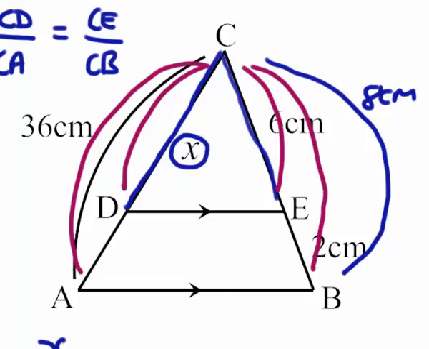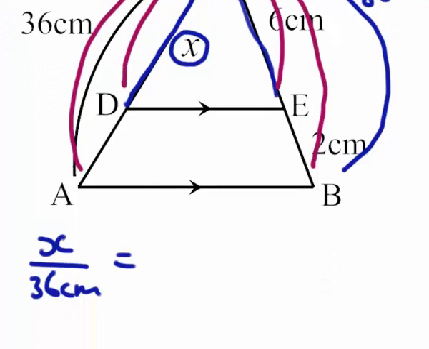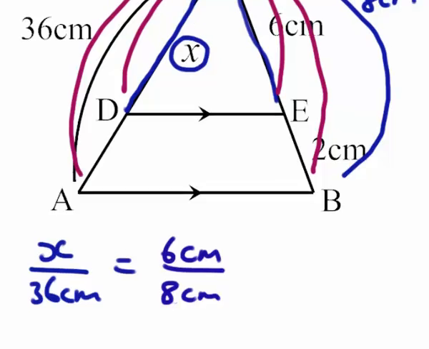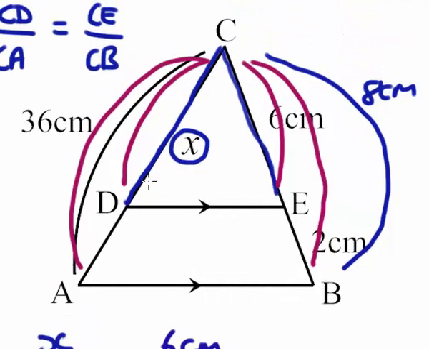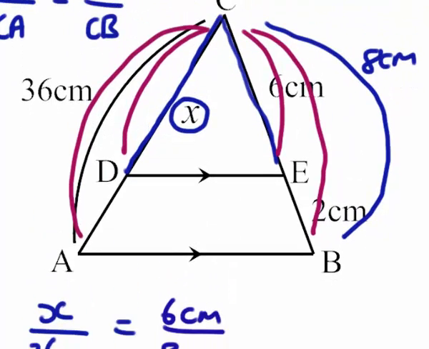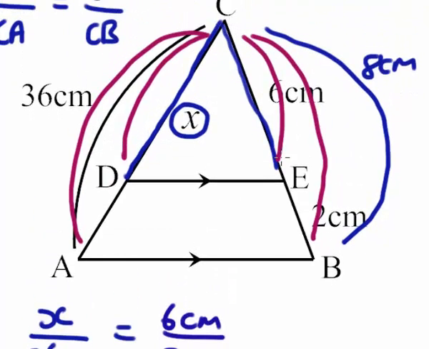CD to CA is CE to CB. So that gives us what? That gives us 6 over 8. Do you see that there? Okay, so that's 6 centimeters over 8 centimeters. Remember carefully, look again. It's the x over the 36, which is true. Now follow the same pattern on the other side. The x aligns with the 6 there, so it's 6 over the long, which is 6 over 8.